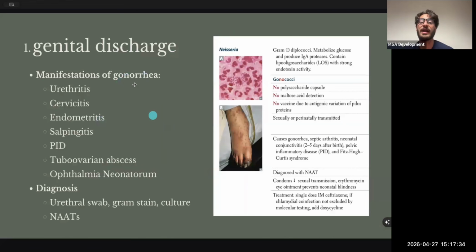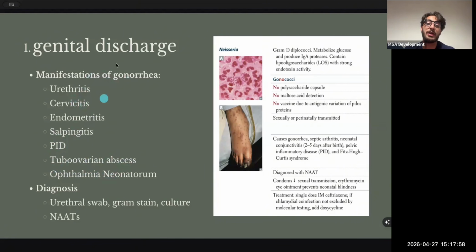And here are some other manifestations of gonorrhea. Again, this is Neisseria gonorrhea: urethritis, like we mentioned, cervicitis, endometritis, salpingitis, PID, which is very, very important, for pelvic inflammatory disease seen in females. And then a complication of PID, which is tubo-ovarian abscess. And finally, ophthalmia neonatorum, which we talked about before.